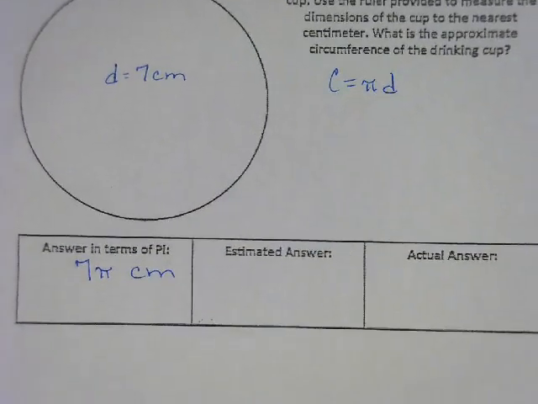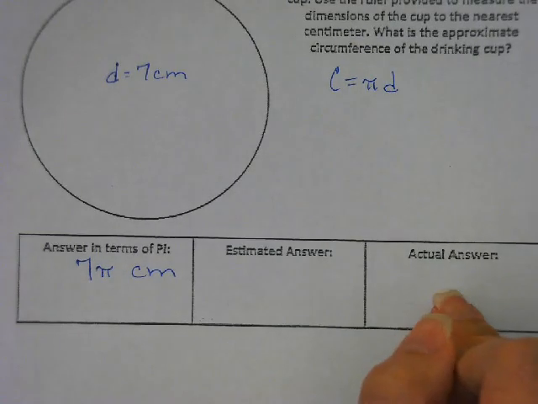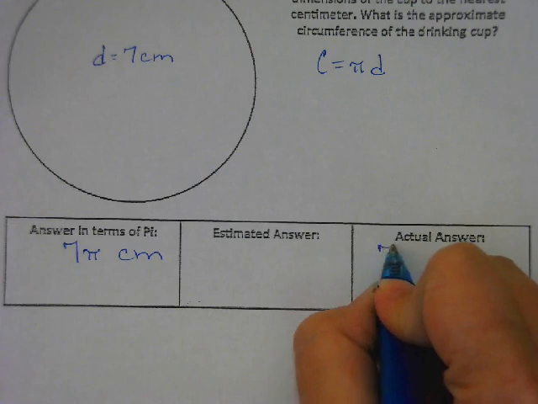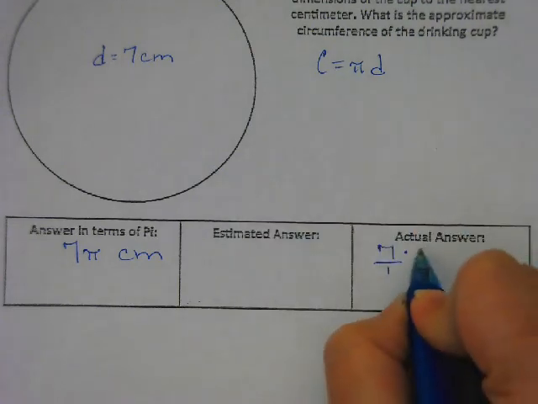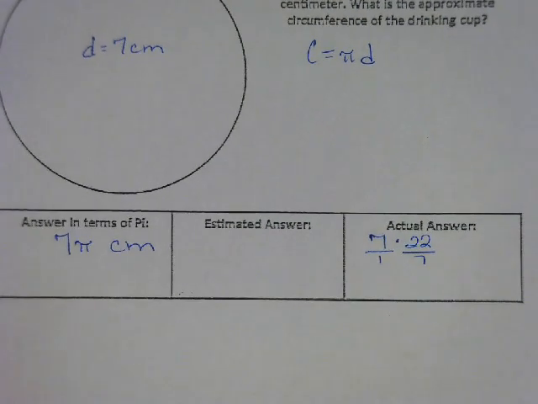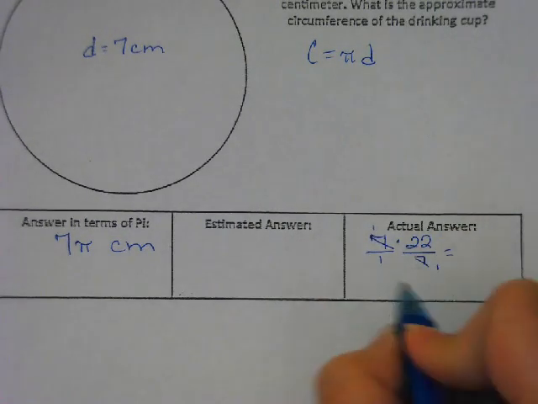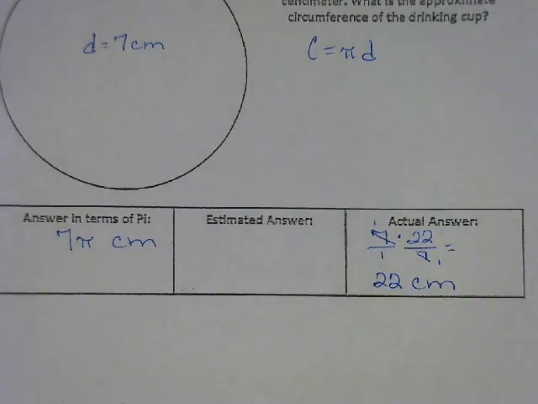We have some units there, so let's use them. We can do 22 over 7 for our actual answer. Do you want to do that one next? All right, so we would say 7 times, well, I did it backwards, times 22 over 7. What do we know about 7 times 22 over 7? What do we get? Just 22, because 7 goes into 7 once, 7 goes into 7 once. So the actual answer is 22 centimeters.